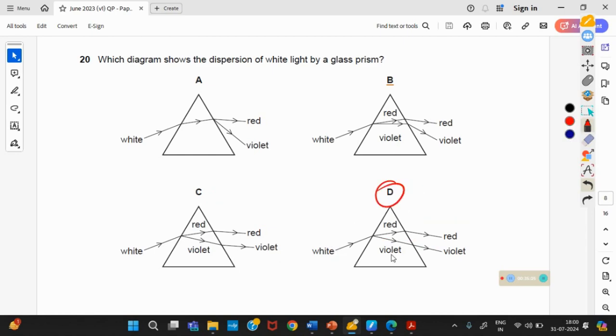In option D, there is no change in the path of the light. You can see it is a straight line, so this is also wrong. In option B, you can see that the violet light goes away from the normal when the light passes from prism to air. Same with the red light. So option B is right.